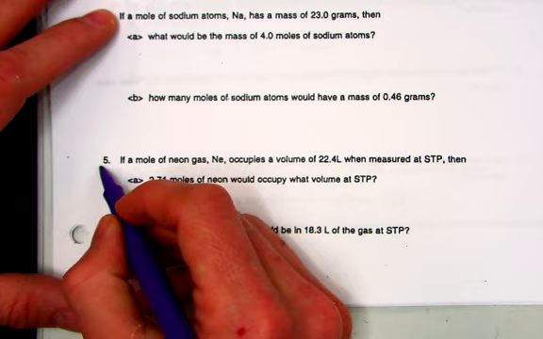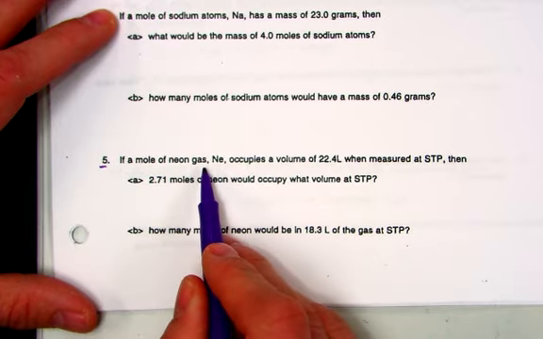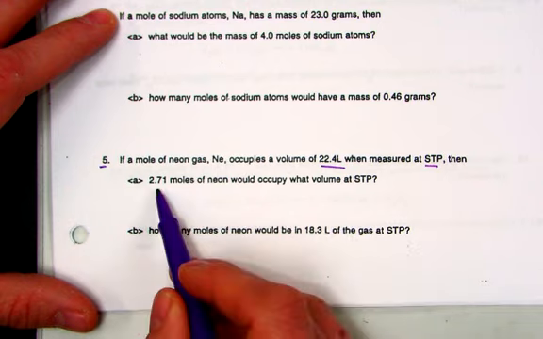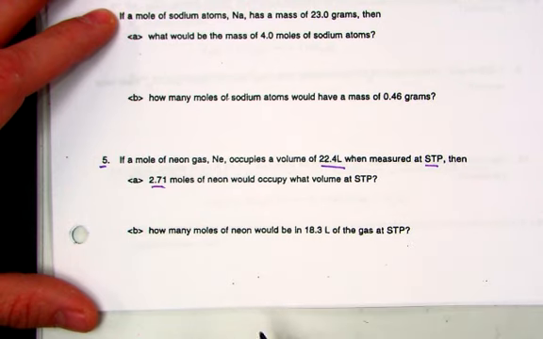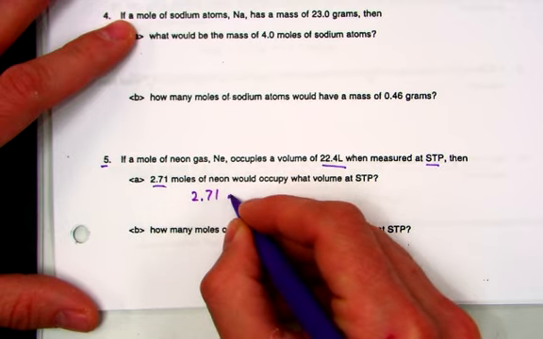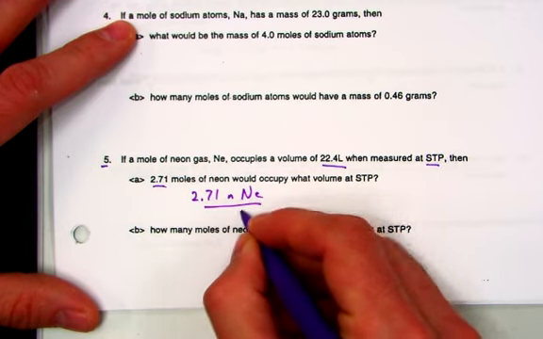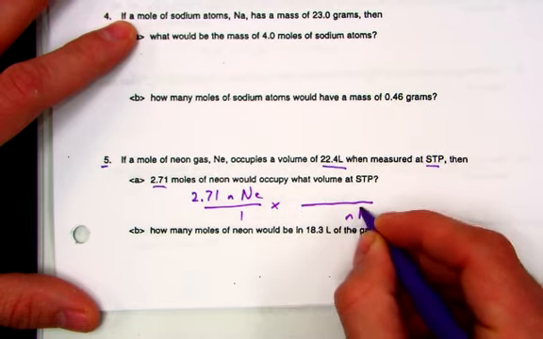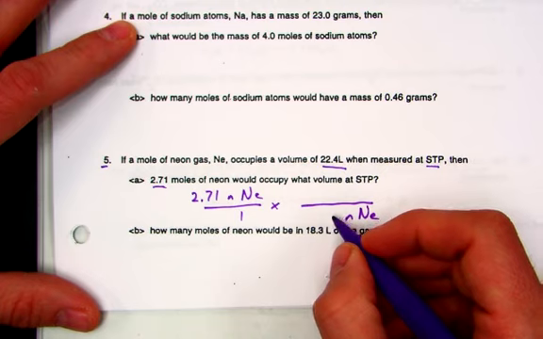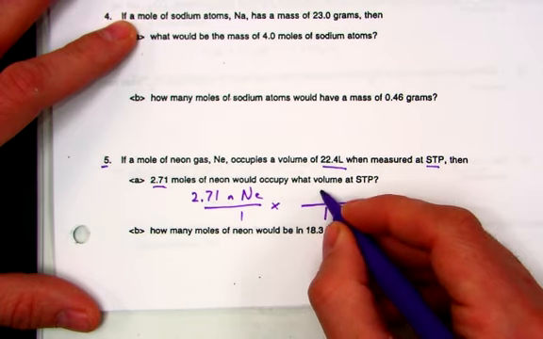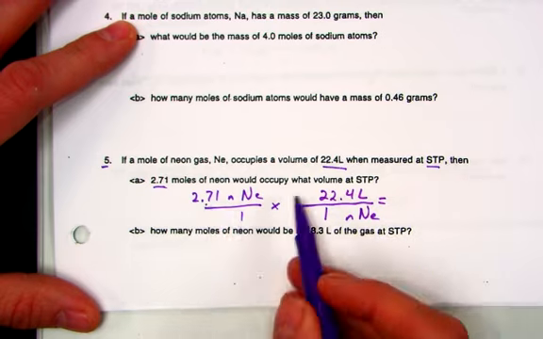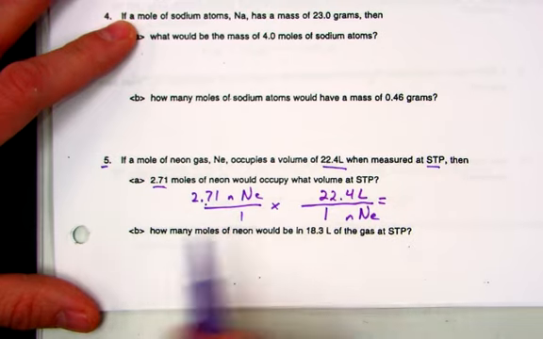So number 5 here, if a mole of neon gas occupies 22.4 liters when measured at STP, then what would I have if I have 2.71 moles? So it's not very challenging. You don't have to worry about it too much, but I'm going to take 2.71 moles of neon, put that over 1. Moles of neon go down low. Now you remember from what we just learned, 1 mole of neon would occupy 22.4 liters. So if I had 2.71 moles, I would simply multiply those two numbers.